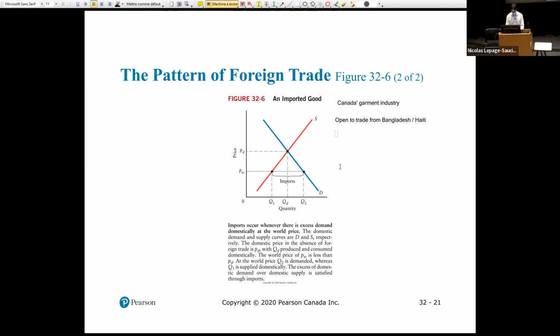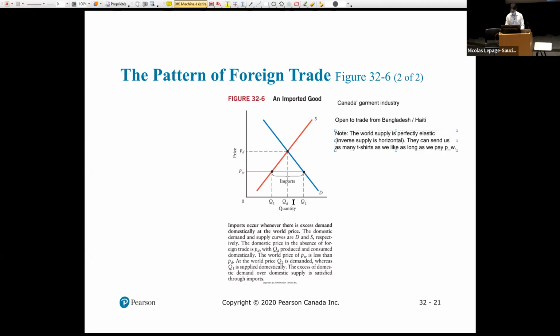So one thing is that international supply is perfectly elastic. So they can send us as many t-shirts as we like, as long as we pay the price, right? They call it the world supply.